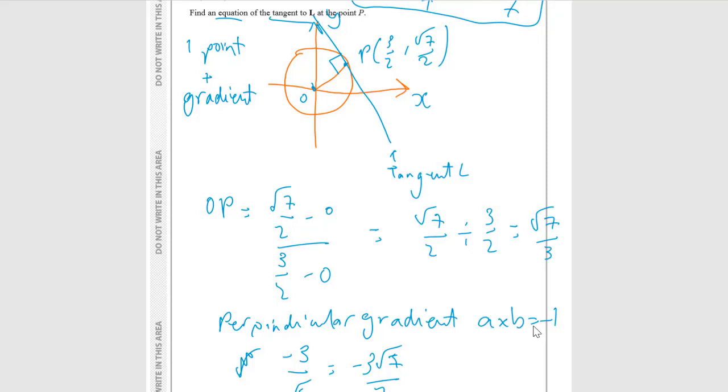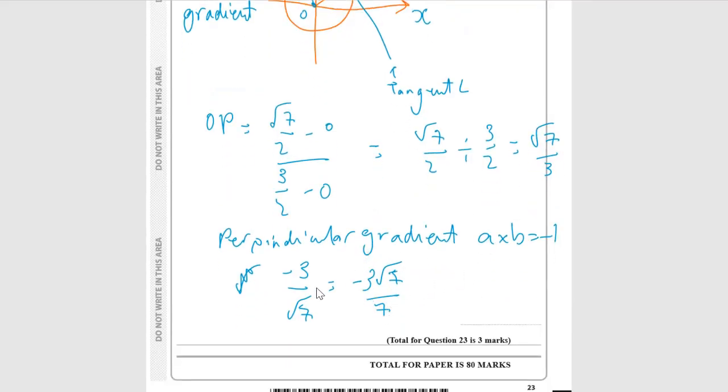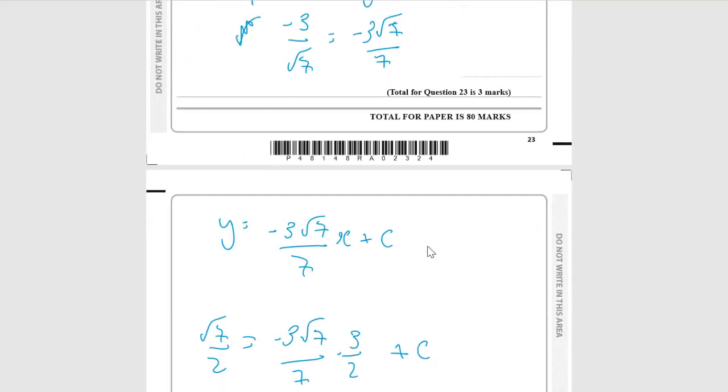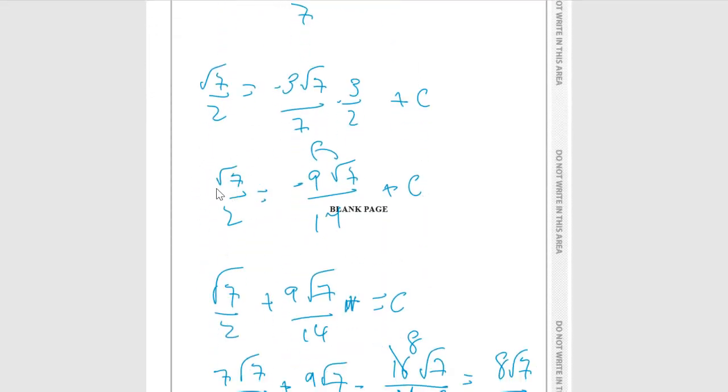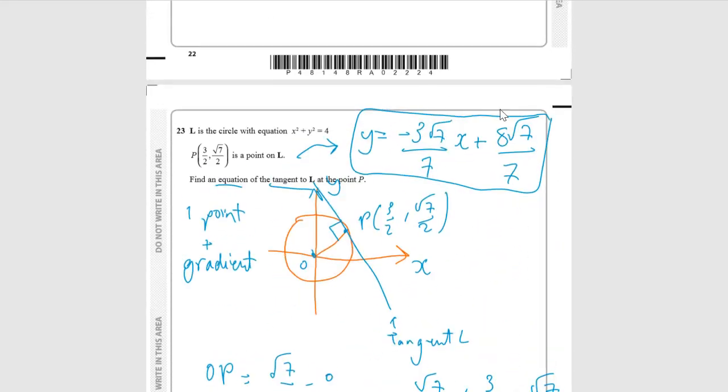is going to be a times b equals minus 1. So that's the gradient of this line, and the gradient of the other line. This is just a rule that we have to memorize. So we found that it's minus 3 over square root of 7. We rewrite it in a different format so that it allows us to formulate our equation of the line with our y, and then we just follow through with our calculations and we get our c, and then finally we can write everything as follows. And that brings us to the end of this paper.